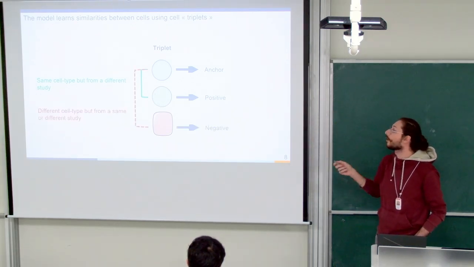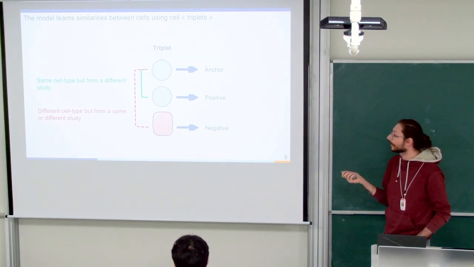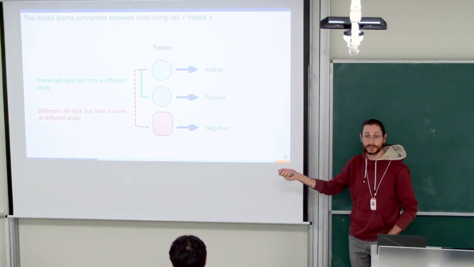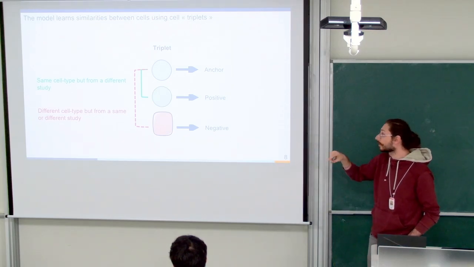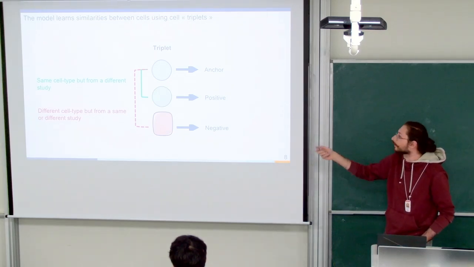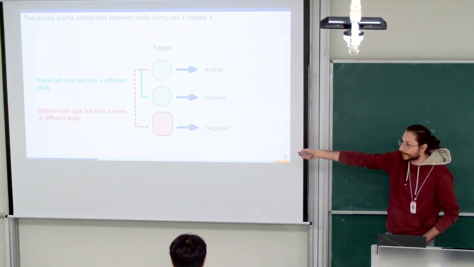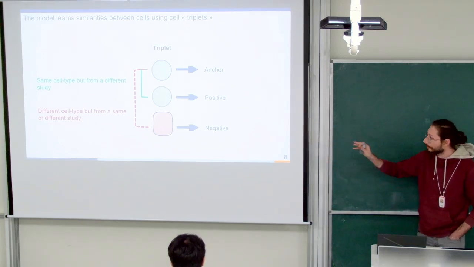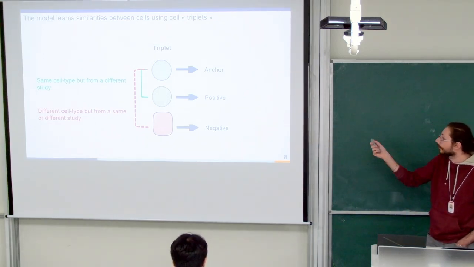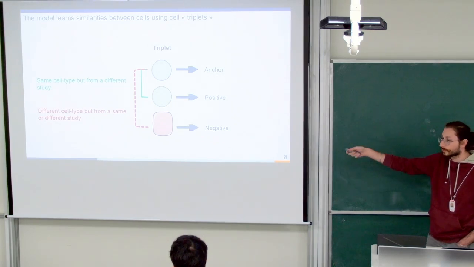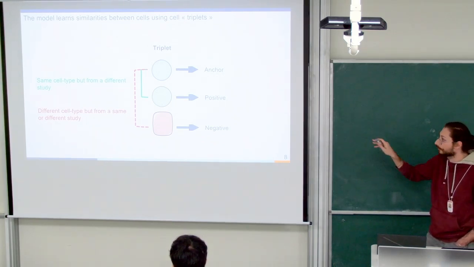Now we also define a negative cell. This is a cell that has a different cell type than our anchor, but it can come from the same or a different study. Here our anchor is round and our negative cell is squared, different cell types, so they are negative. This is the base for our model, and this is what will be used to compute the metric, the triplet.